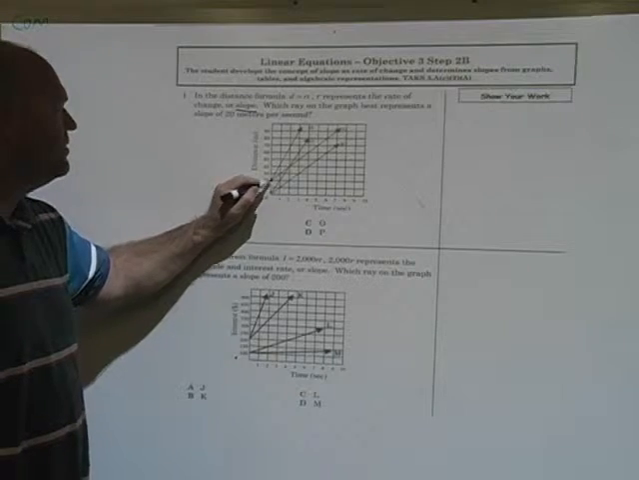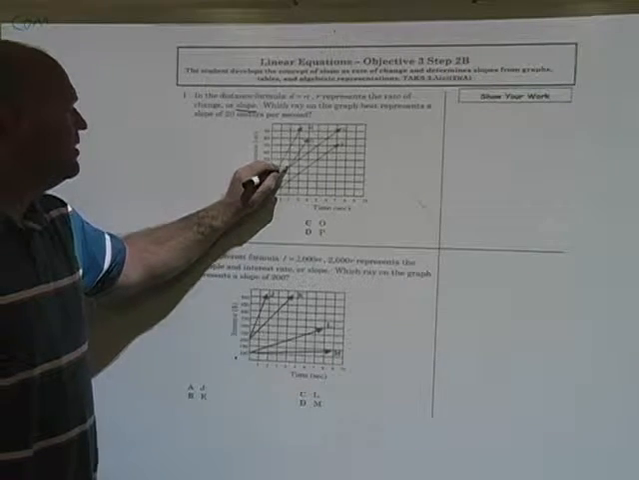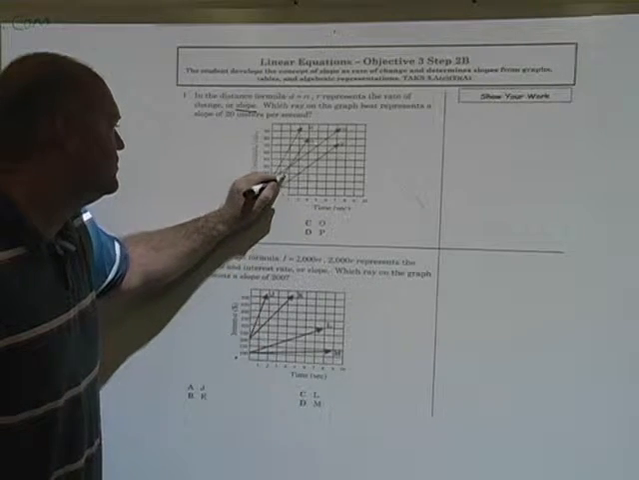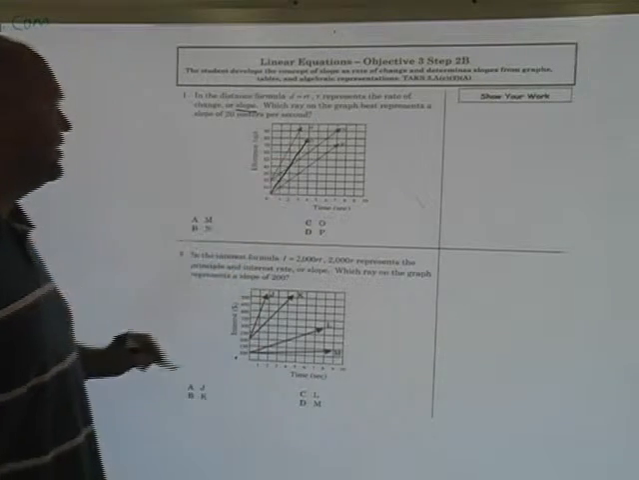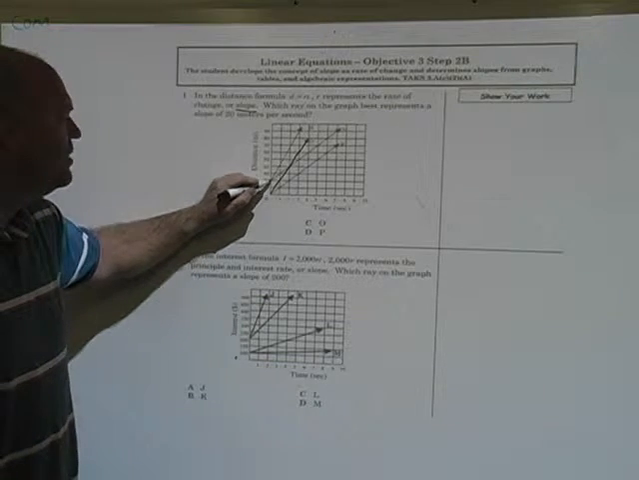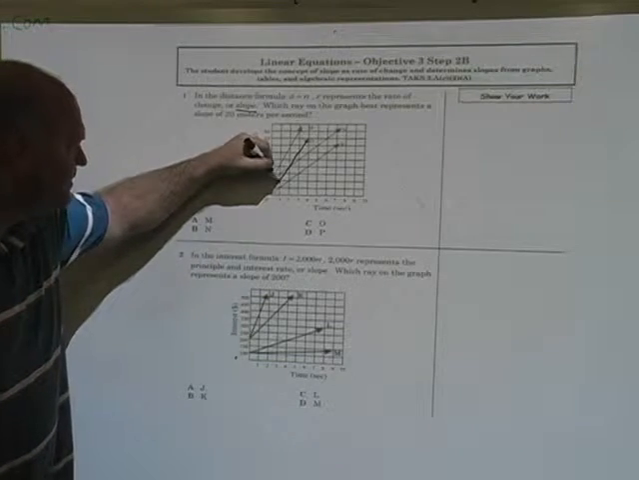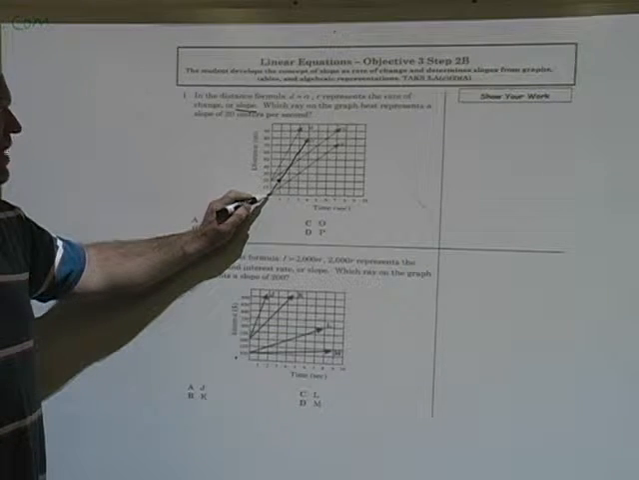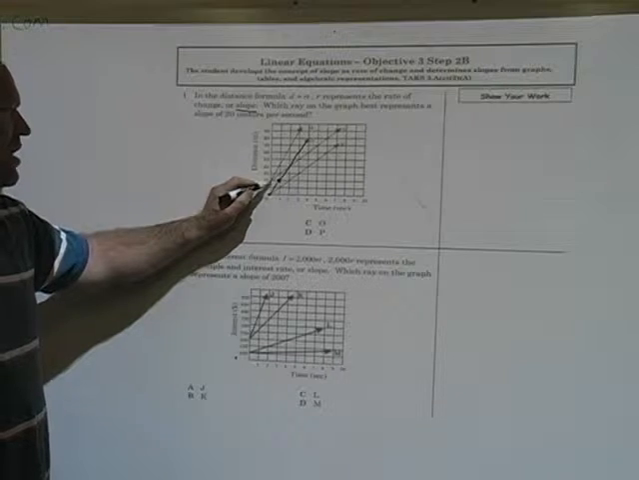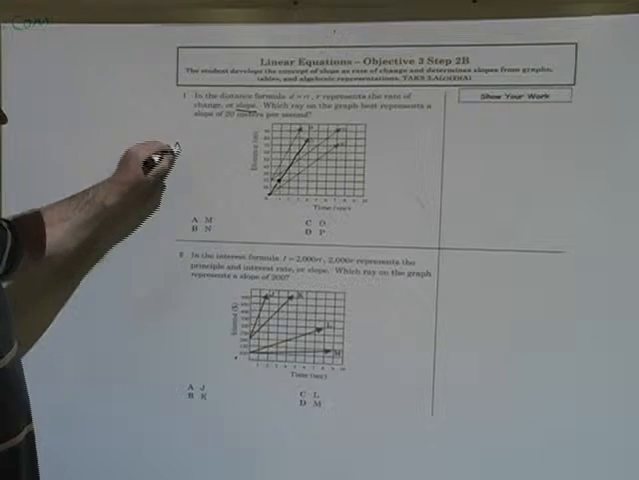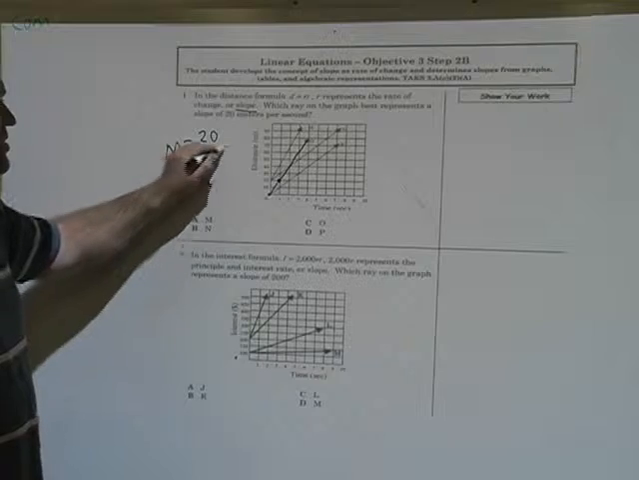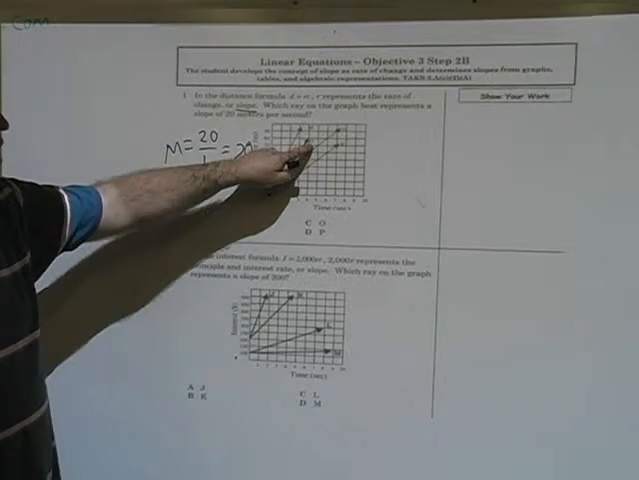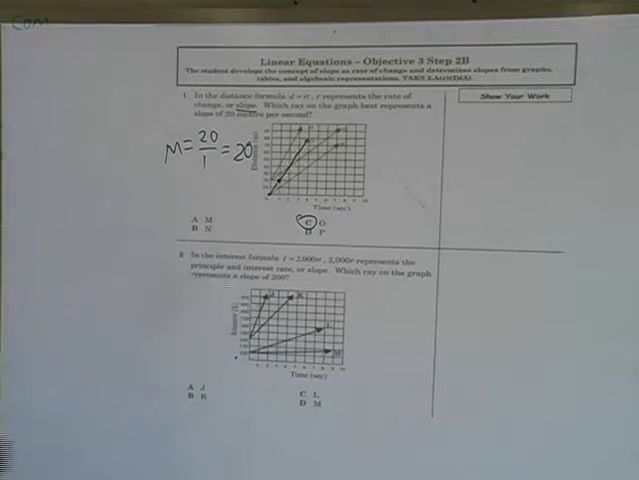So if you look at this ray right here, and you calculate the slope, pick a couple of points on it, look at the rise, it rises 20 and it runs 1. So slope is 20 over 1, which is 20. And that is ray O. So answer C.